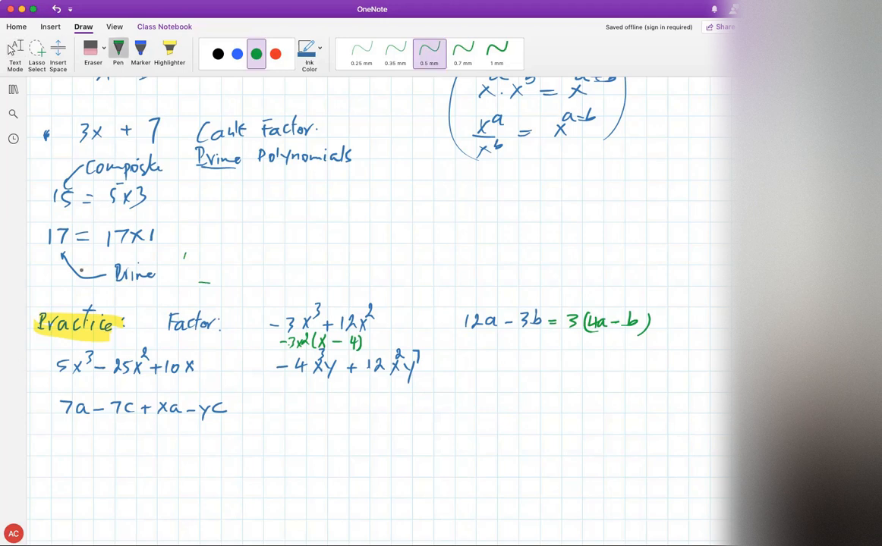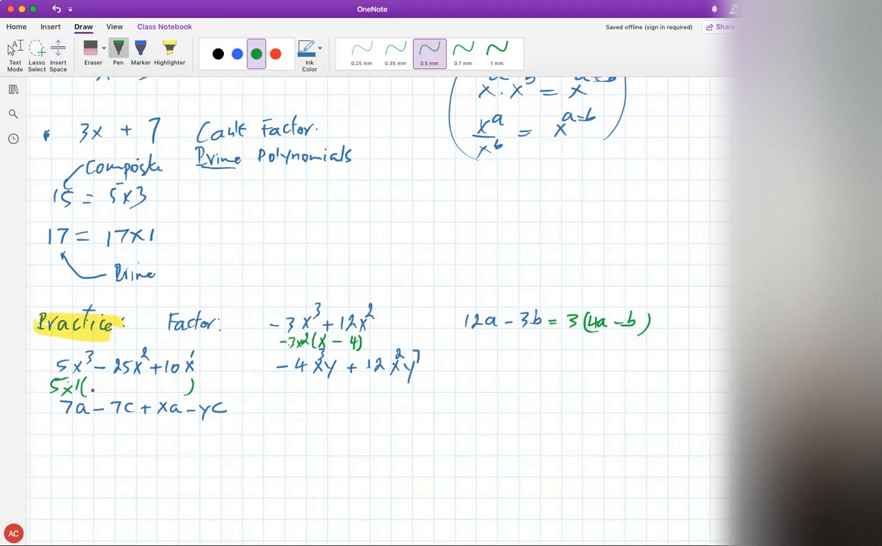Start with the numbers. What is the GCF for all of them? 5 and x, so 5x. That's right, 5 goes into all of them, and x with the lowest power is the common factor, x to the second. That's right, so we're going to divide all of these by the GCF.